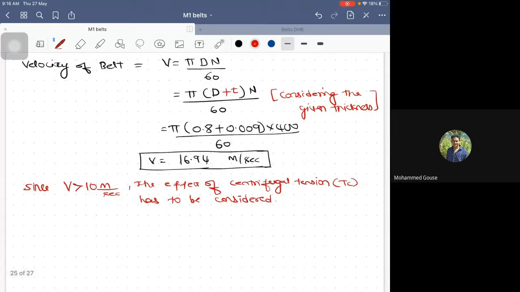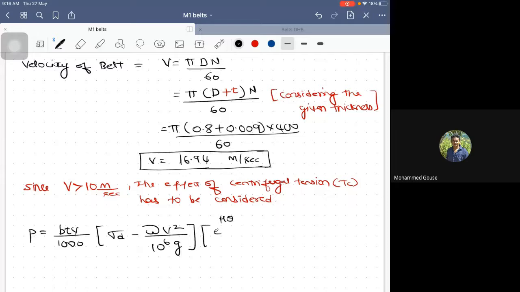In the sense, you might have to use another formula, which is given by P is equal to BTV whole divided by 1000 into sigma D minus W V square divided by 10 to the power of 6 G into e to the power of mu theta minus 1 divided by e to the power of mu theta. We even had a derivation for this while we were studying design. So this is the equation, and it is available in your data handbook also.